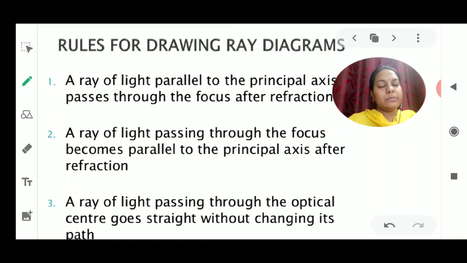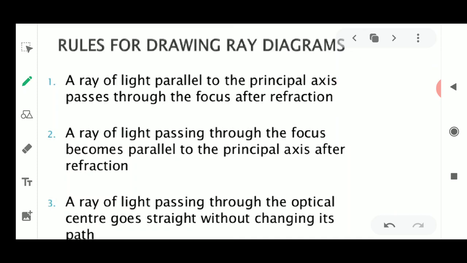Before forming the image in the ray diagrams, we first discuss the rules for drawing the ray diagram. The first rule says that a ray of light parallel to the principal axis always passes through the focus after refraction. All these rules are very similar to the rules of image formation which we have seen in the reflection part.